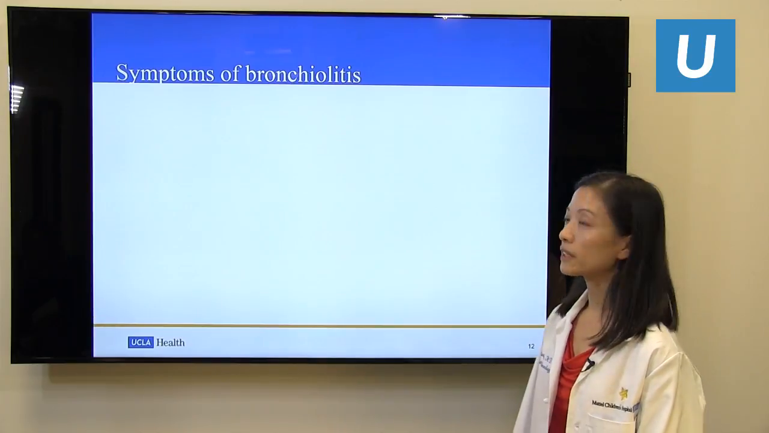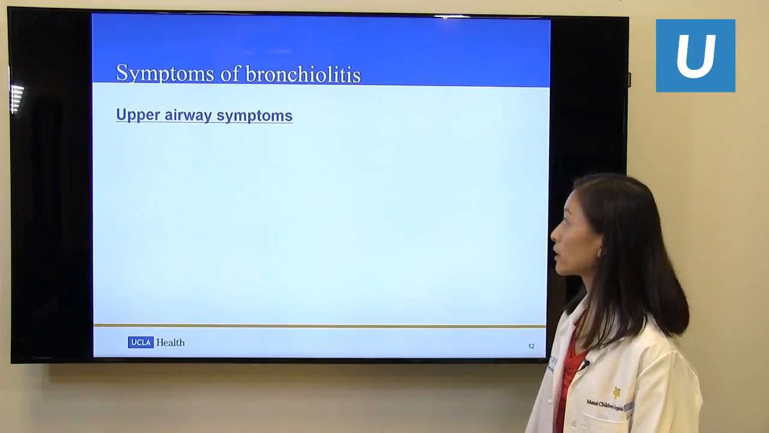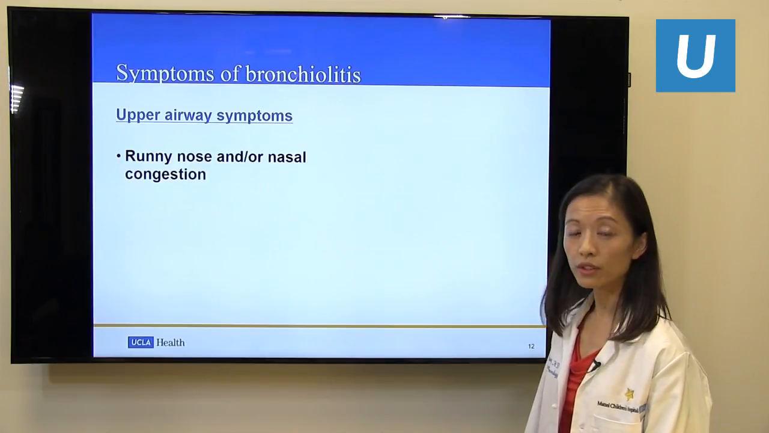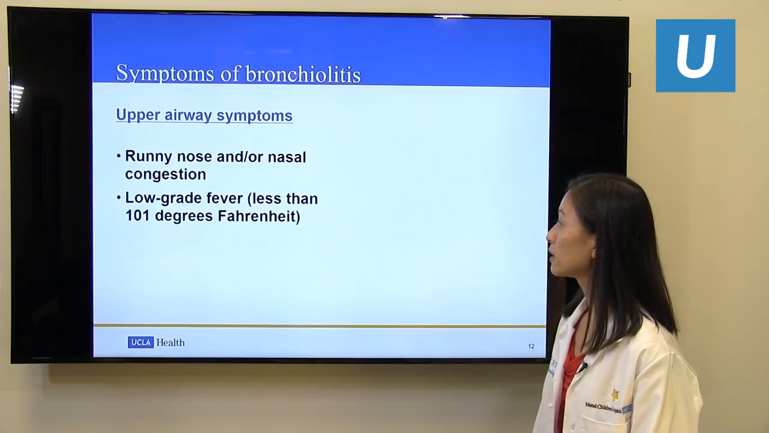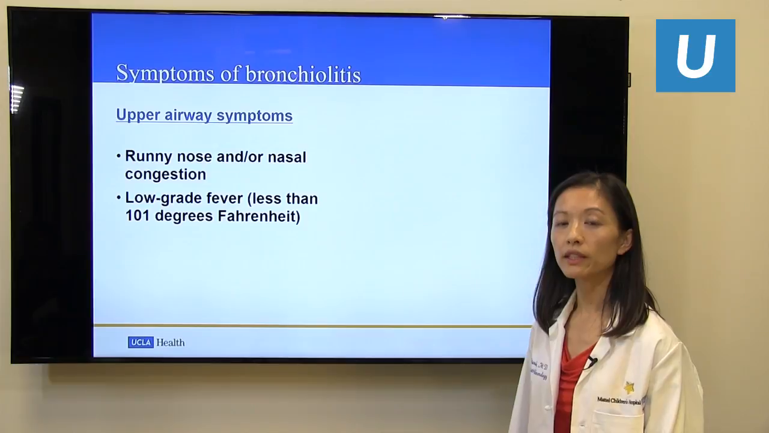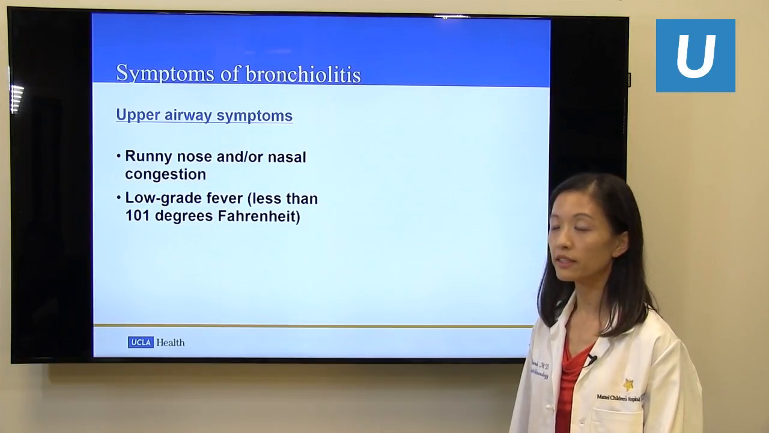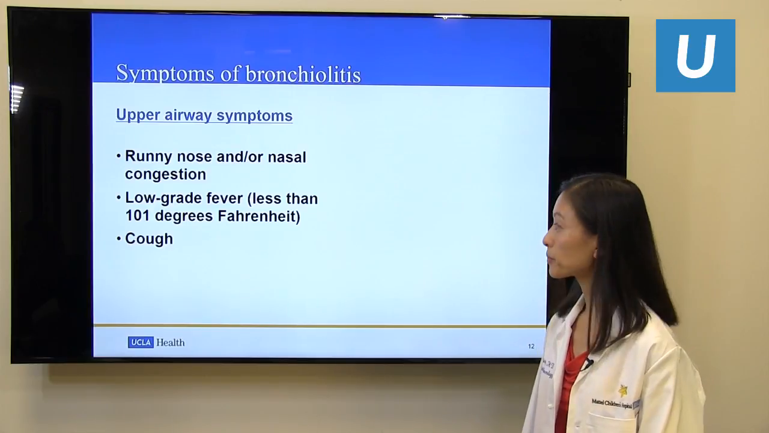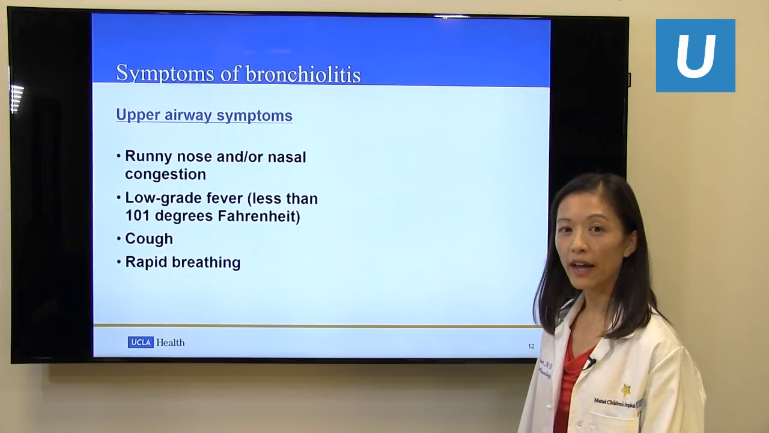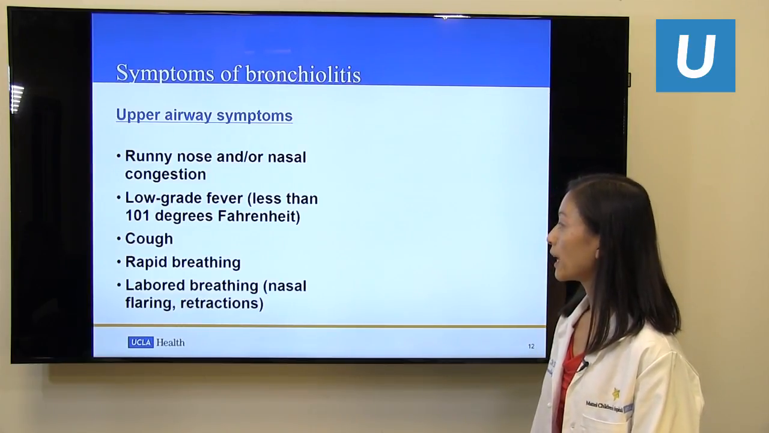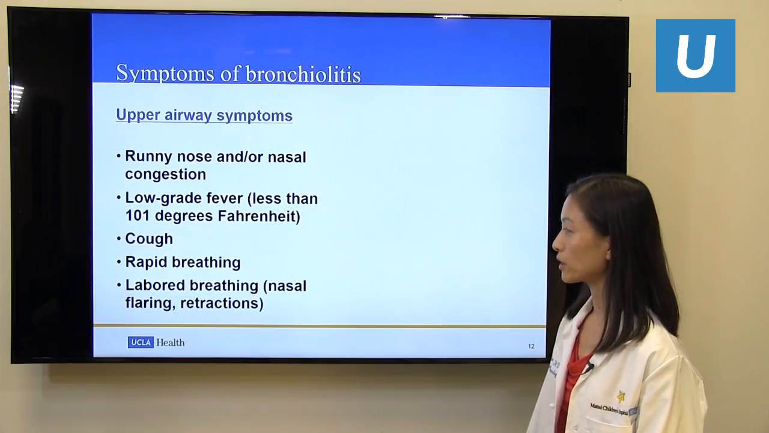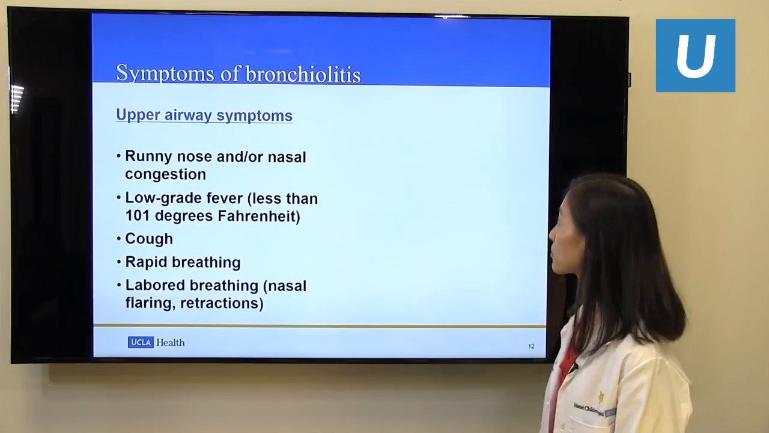The symptoms of bronchiolitis first start out with upper airway symptoms. And this includes runny nose and or nasal congestion, low-grade fever. Typically the fevers for bronchiolitis are less than 101 degrees Fahrenheit, cough, rapid or fast breathing, and labored breathing, which you can see as nasal flaring and chest retractions, which I will show in a later slide.